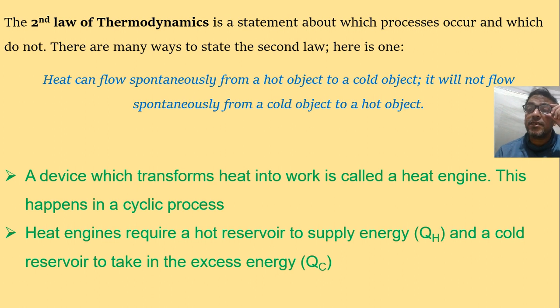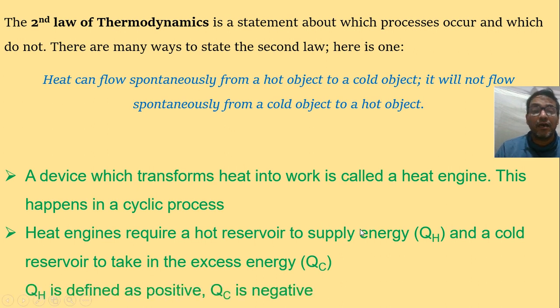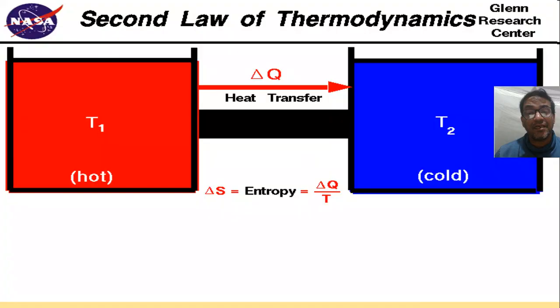So there is an exchange of energy from hot to cold, but if we want to do the vice versa, then it will be different. That's why the statement is given: heat can flow spontaneously from a hot object to a cold one, but the reverse is not possible. Next, QH is defined as positive and QC is defined as negative.